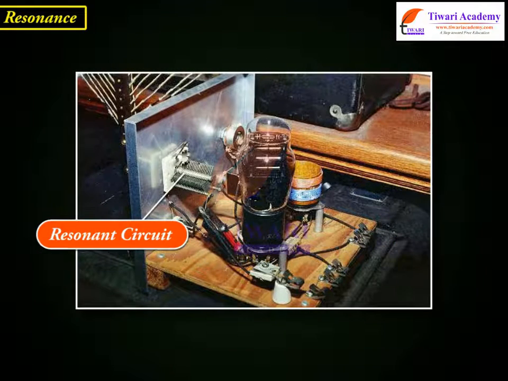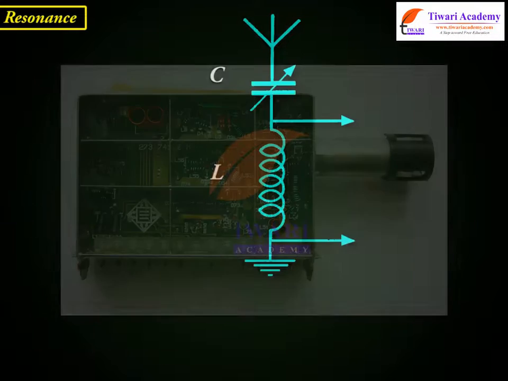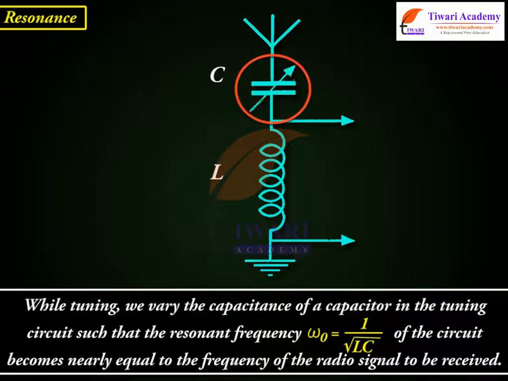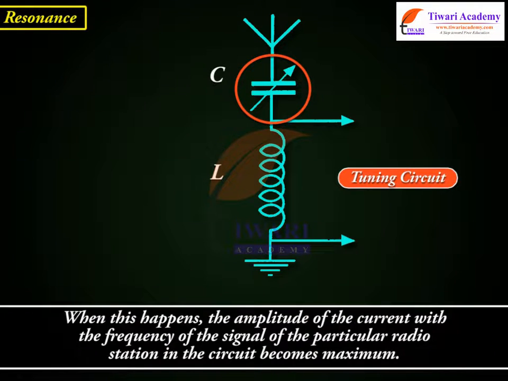Resonant circuits have many applications. For example, in the tuning mechanism of a radio or a TV set. While tuning, we vary the capacitance of a capacitor in the tuning circuit such that the resonant frequency omega naught, equal to 1 by square root of LC, of the circuit becomes nearly equal to the frequency of the radio signal to be received. When this happens, the amplitude of the current with the frequency of the signal of the particular radio station in the circuit becomes maximum.